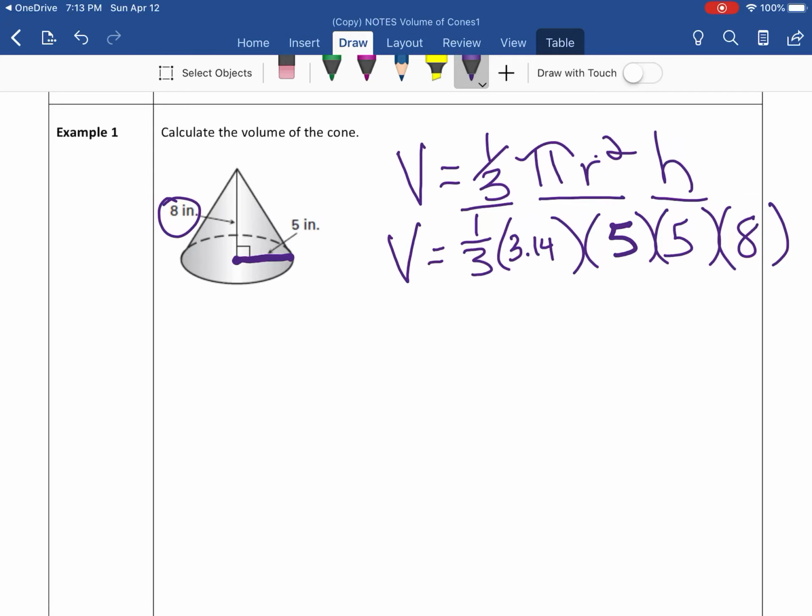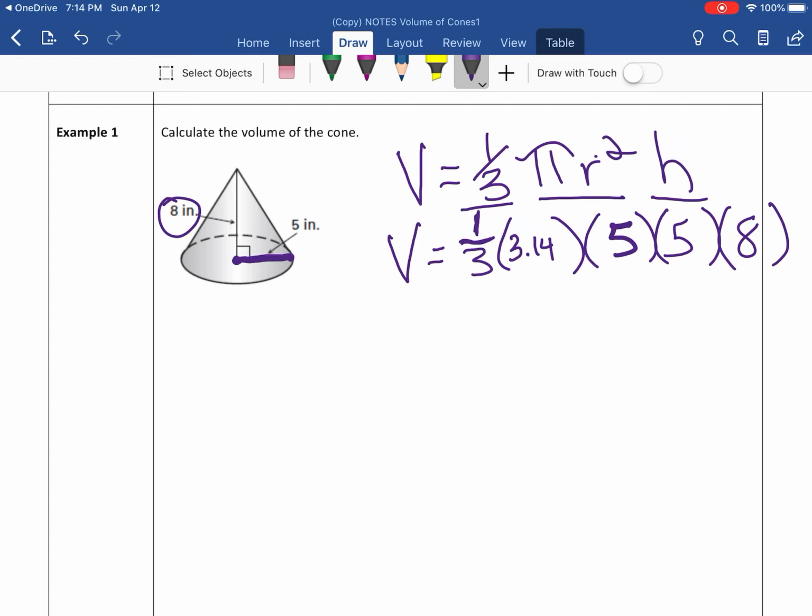Now, if you have a scientific calculator and you know how to work that and you know how to put fractions in, then go ahead and you can take your fraction 1/3 times 3.14 times 5 times 5 times 8. But if you don't know how to enter a fraction on the scientific calculator, you're not going to want to go 1 divided by 3 because you're going to get 0.333 repeating, okay?